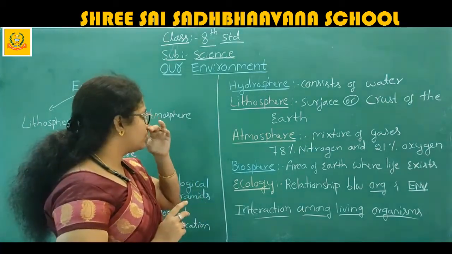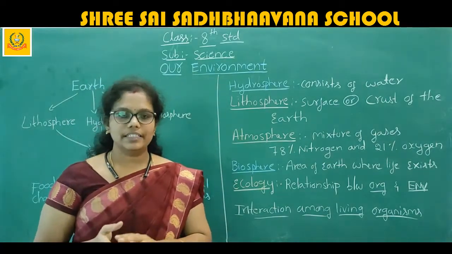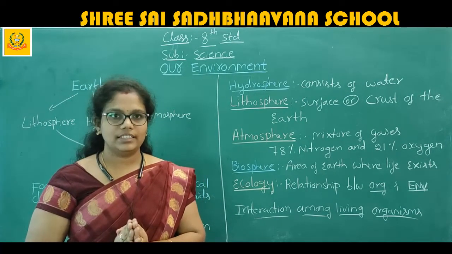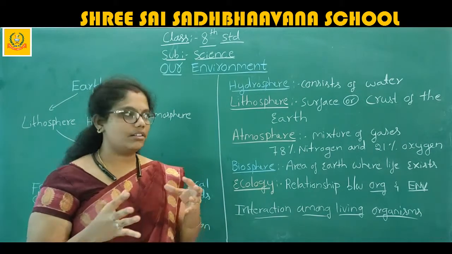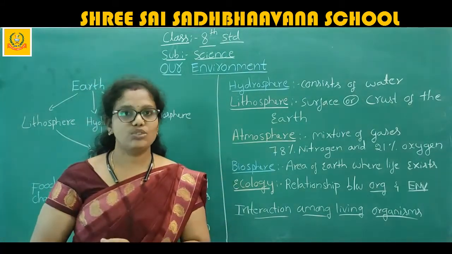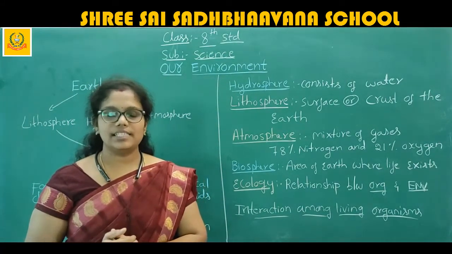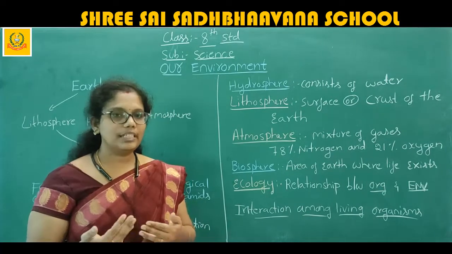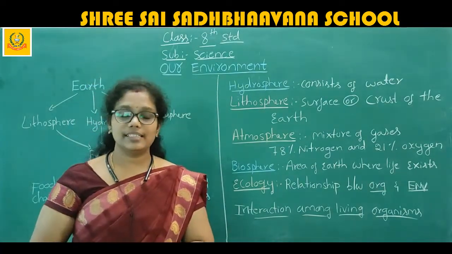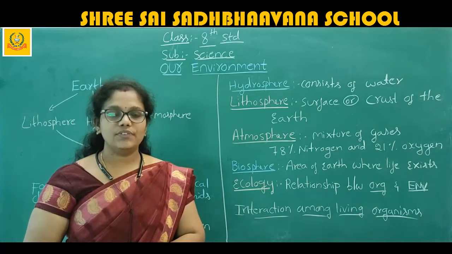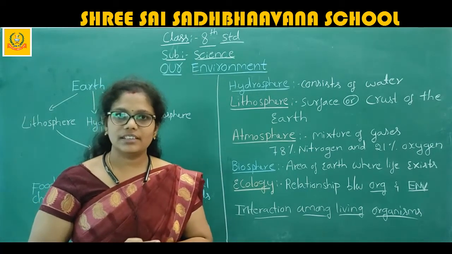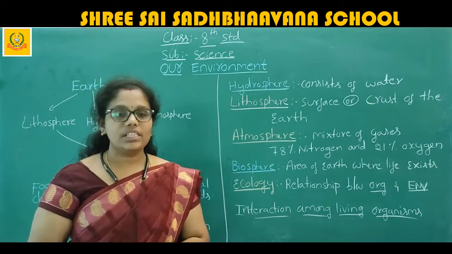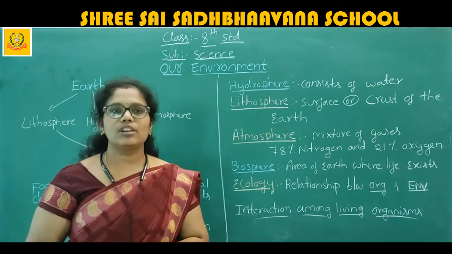If you see the hydrosphere, almost 97% of our earth is covered with water, right? That means 97% of the earth is covered by ocean water. The remaining 3% is river water, lake water. If you see what percentage of drinking water there is, it is only 0.001%. Only 0.001% of drinking water is present for us.